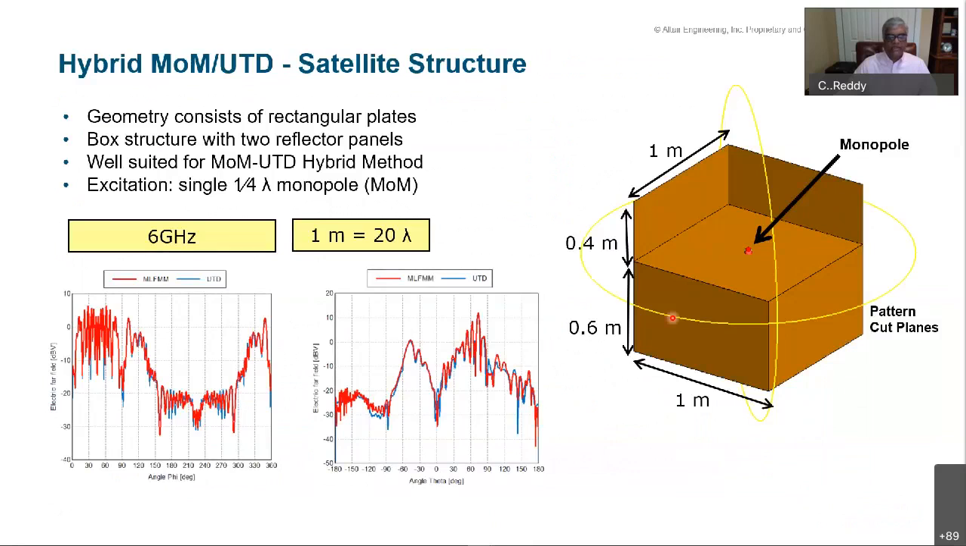For example, if you take a cubical satellite, where you have a monopole in the middle here, and of course, all the surfaces can be approximated by flat plates, at 6 gigahertz, it's not a big problem, so you can solve with MLFMM. You can also solve with UTD. You can see the good agreement between the green line, which is UTD, the blue line, which is UTD, and the red line, which is MLFMM there. One advantage is that this is also hybridized with method of moments. So the monopole here is analyzed with method of moments, and each of those segments becomes a source for UTD, and you can analyze the whole structure here.